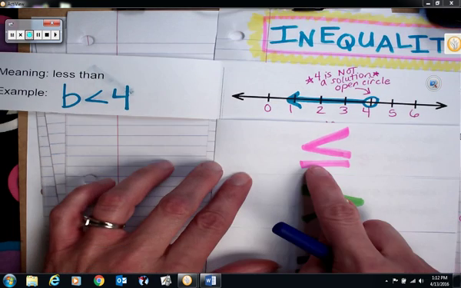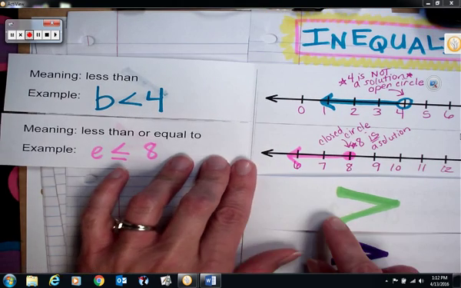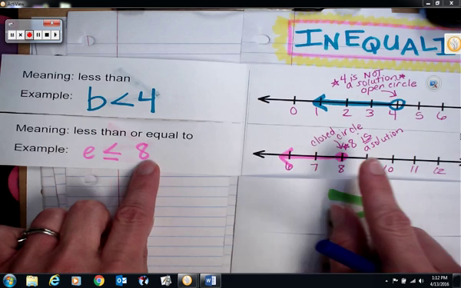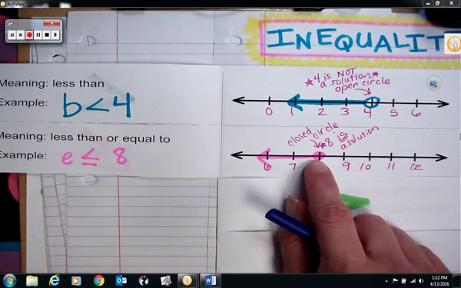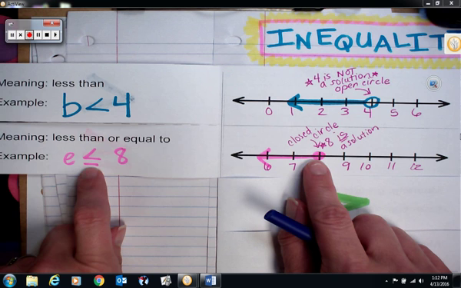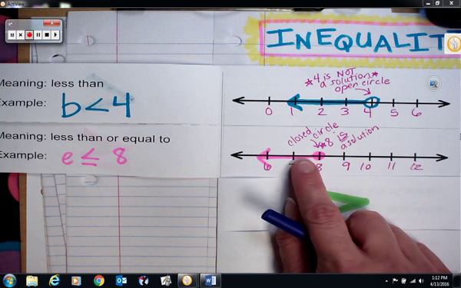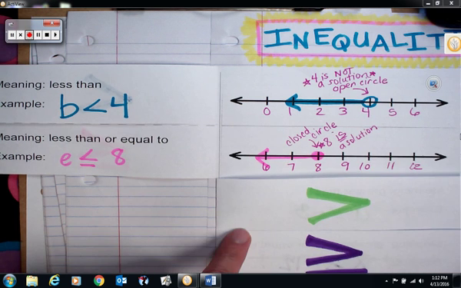Then if I have a less than or equal to sign, the meaning would be like e is less than or equal to 8. So if I were to graph that on a number line, I would put a closed circle on 8 because this time 8 is a solution for e. 8 is less than or equal to 8. So a closed circle on 8 and then an arrow to the left to show that all of the values that are true for e are going to be less than 8.